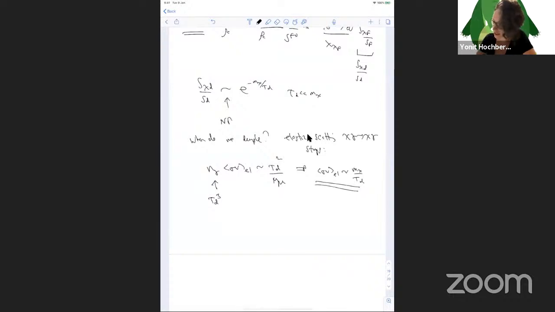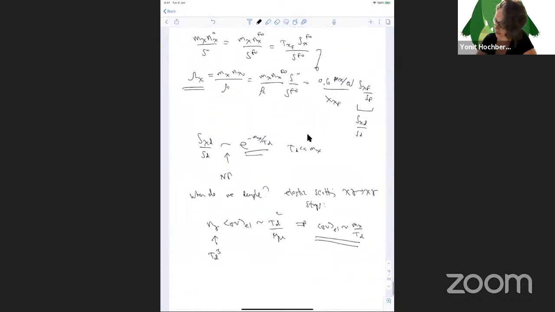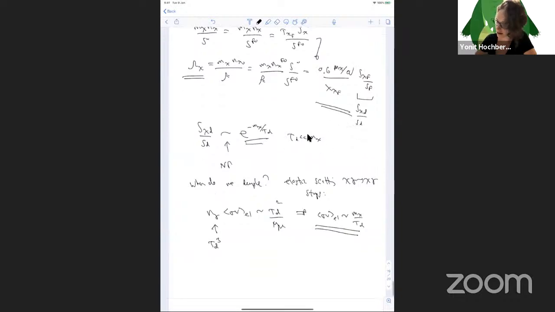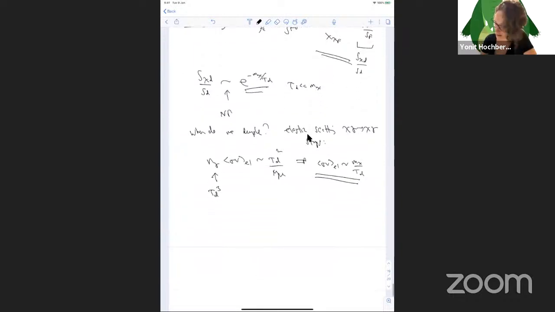If I just plug this in to here, which was plugged in to here, all together I now have a situation where my relic abundance is proportional to e to the minus this elastic scattering cross-section. So this is how you get elastically decoupling relics.